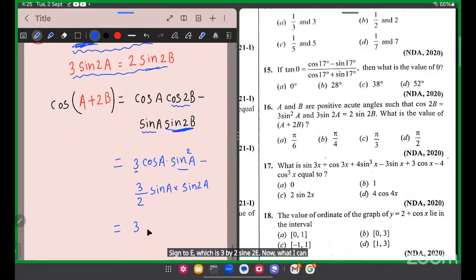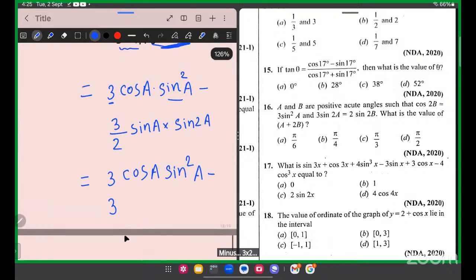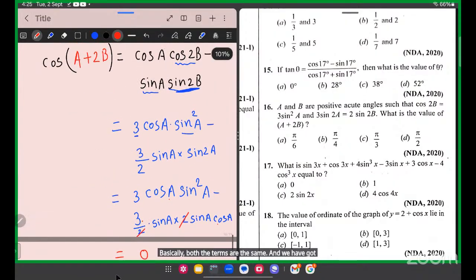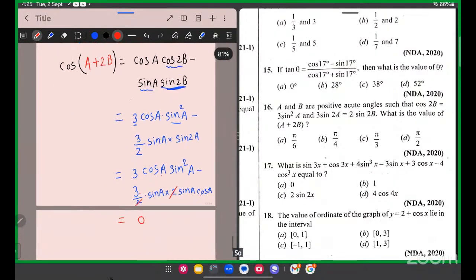Now here we have got 3 cos A into sin square A minus 3 by 2 into sin A. What is sin 2A, students, tell me? 2 sin A into cos A. Now this 2 and 2 will get cancelled, and it has become 3 cos A into sin square A only. Basically, both the terms are same, and we have got minus sign between them. So the answer is going to be 0.